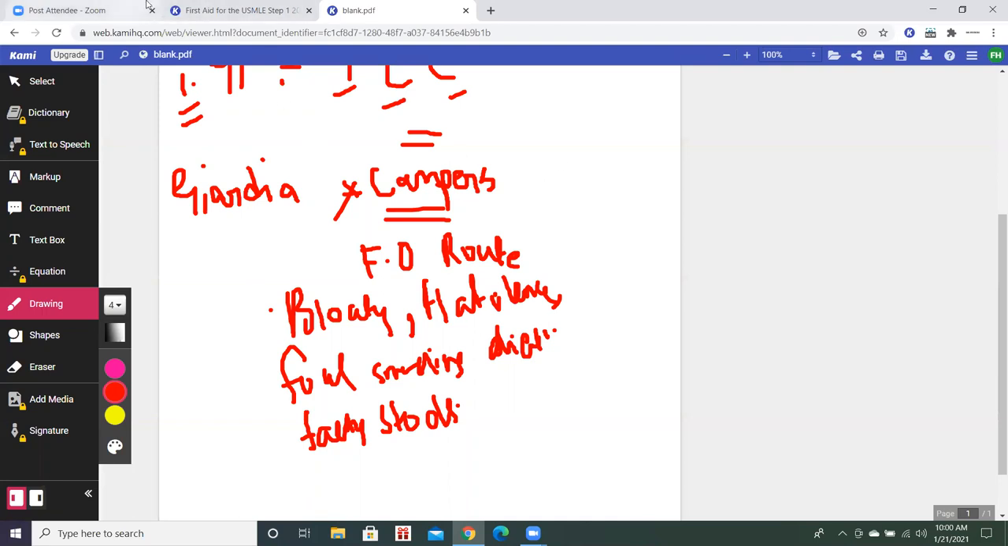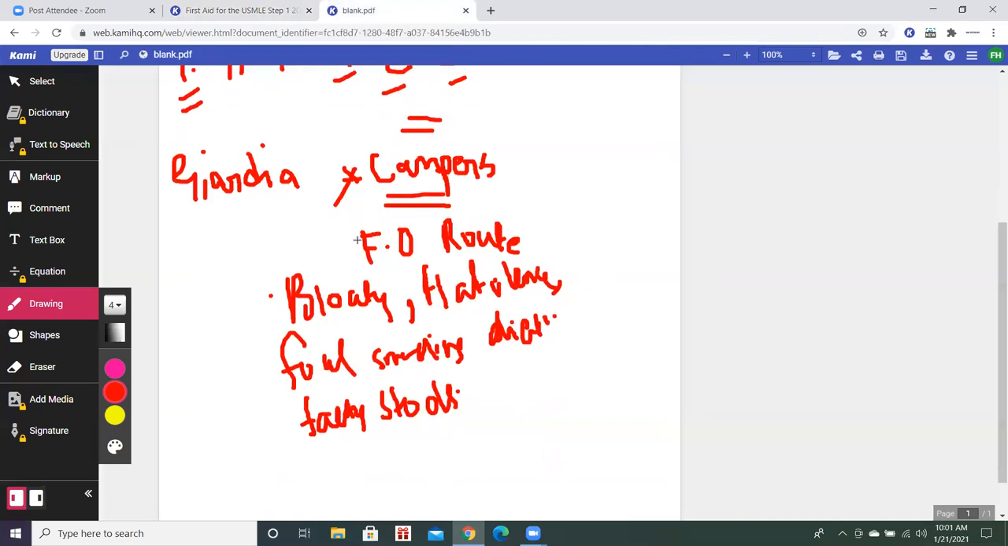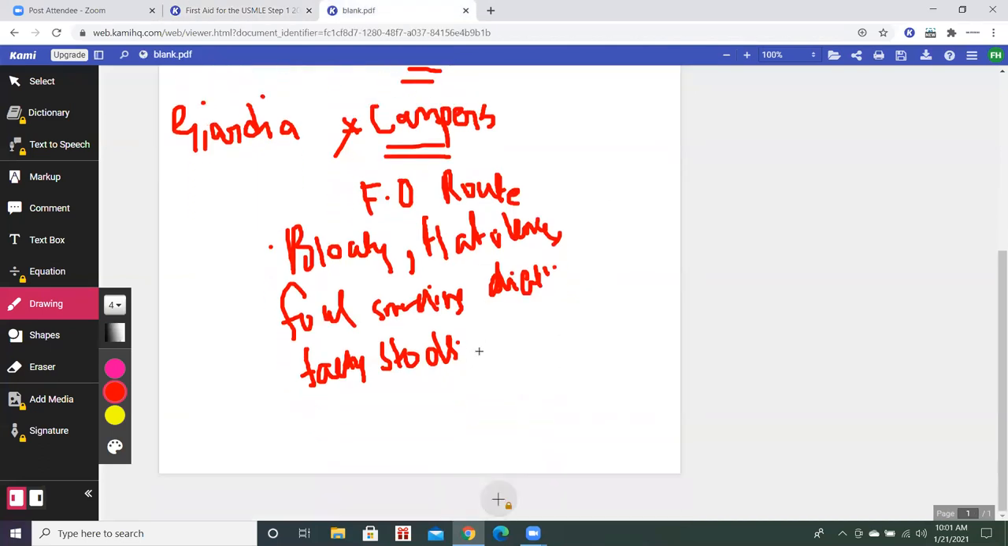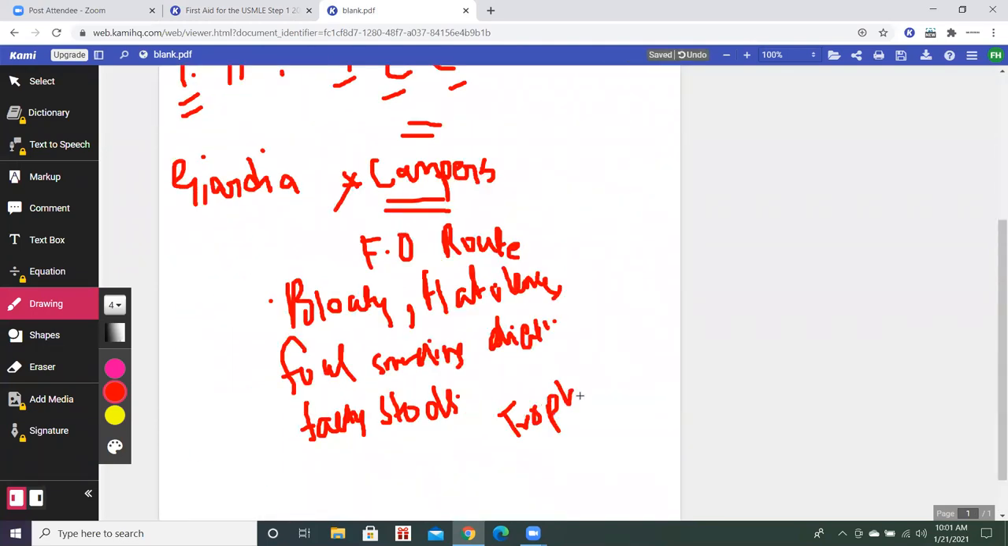Diagnosis. If we have to diagnose this infection, it is done by looking at the trophozoites. This is what I want you to see over here. This stage of Giardia is known as the trophozoite phase, or we can also see the cyst. So there are two ways you can diagnose giardiasis. When you do microscopy of the stool, it can be diagnosed by looking at the trophozoitic form, or by looking at the cystic form of Giardia.